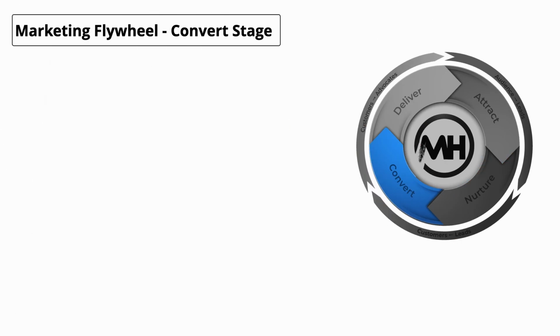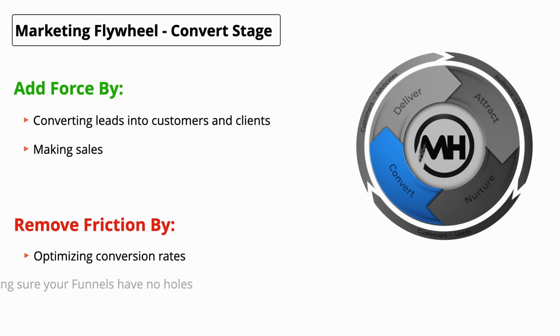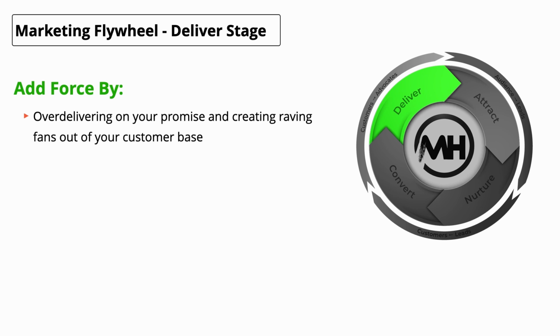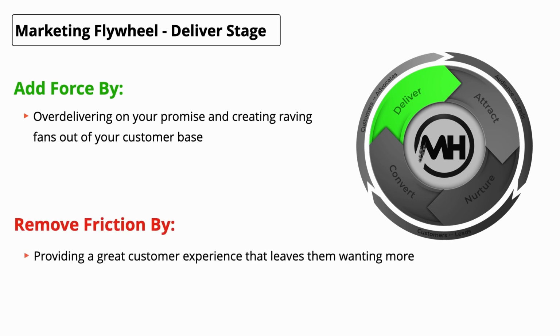At the convert stage, this is where it gets fun. You add force by converting leads into customers and clients, making sales. You remove friction by optimizing conversion rates. Next, we're at the deliver stage, where force is added by delivering and over-delivering on your promise and creating raving fans out of your customer base that help drive repeat sales and referral business. You remove friction by providing a great customer experience that leaves them wanting to come back.